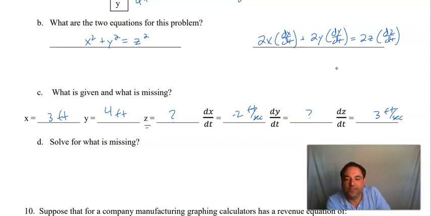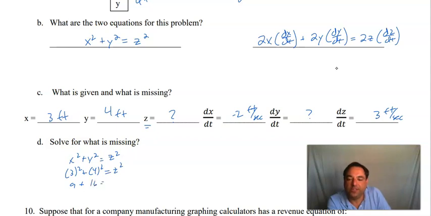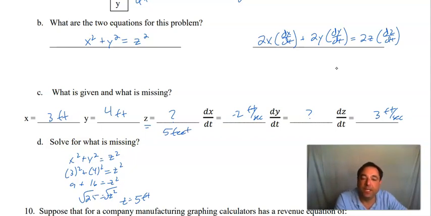So to find the z first, we know that x squared plus y squared equals z squared. So x is 3, so 3 squared plus y is 4, 4 squared equals z squared. 3 squared is 9, 4 squared is 16. 9 plus 16 is 25. Z squared equals 25. So z equals technically positive or negative 5, but the only one that makes sense is the positive 5. So now we found that z is 5 feet. Okay, now we know everything except for dy over dt.